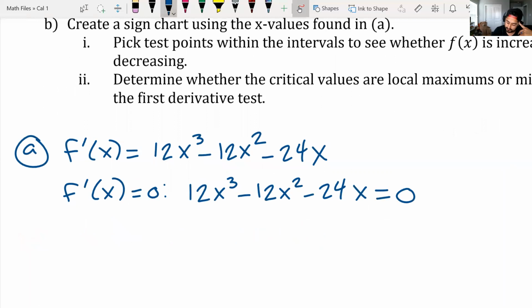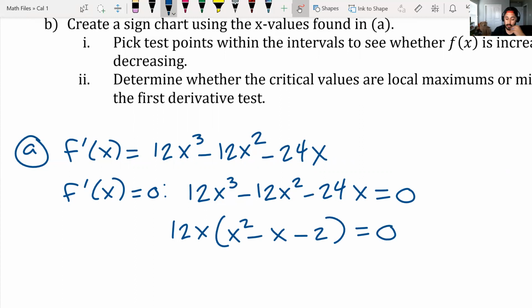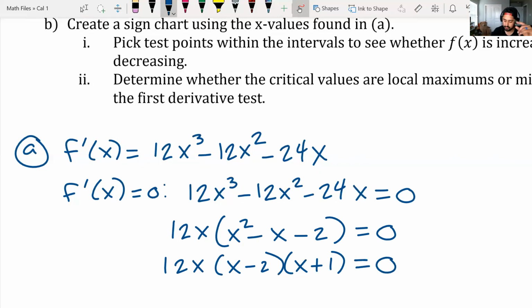Solve this for x. I'll factor out a 12x. Why not? Take a 12x out. This should leave me with x squared minus x minus 2 equal to 0. Then factor, and you'll get 12x times x minus 2 and x plus 1 equal to 0.